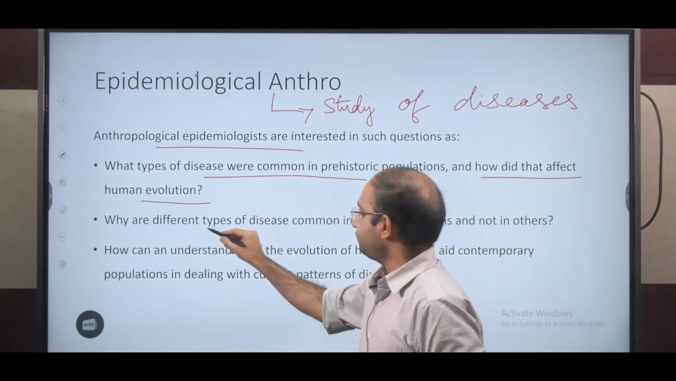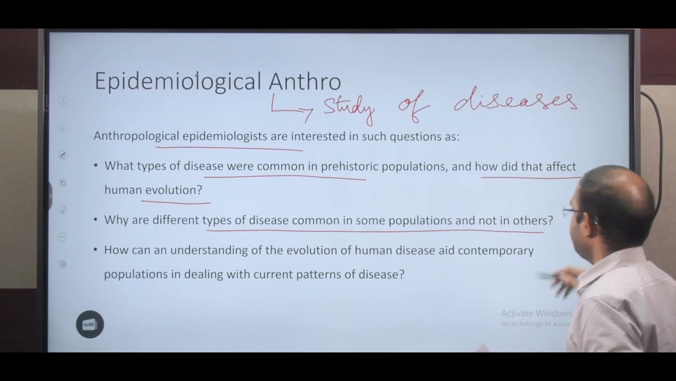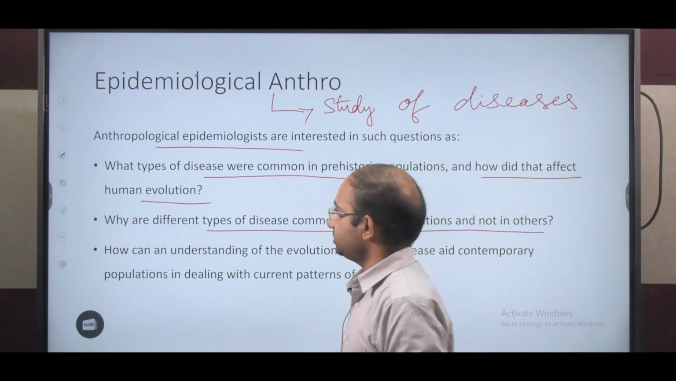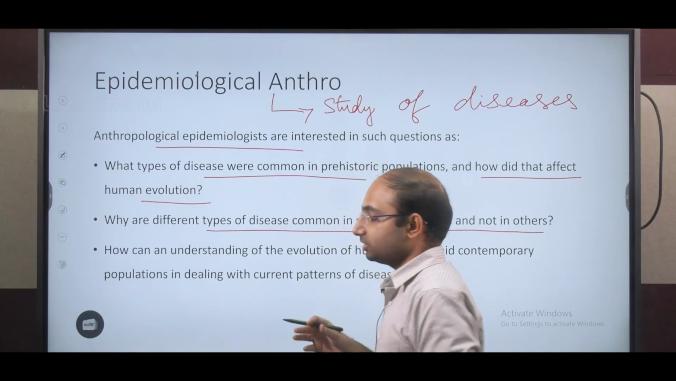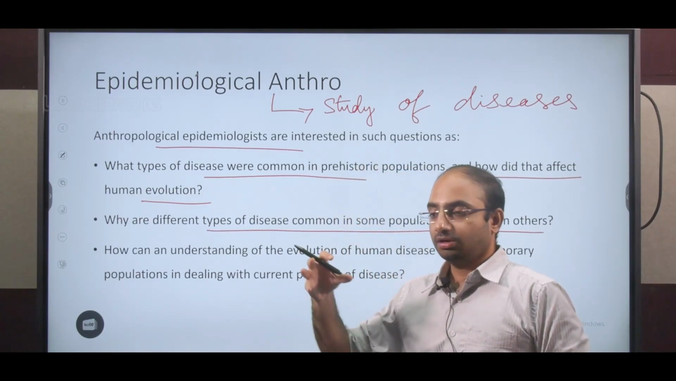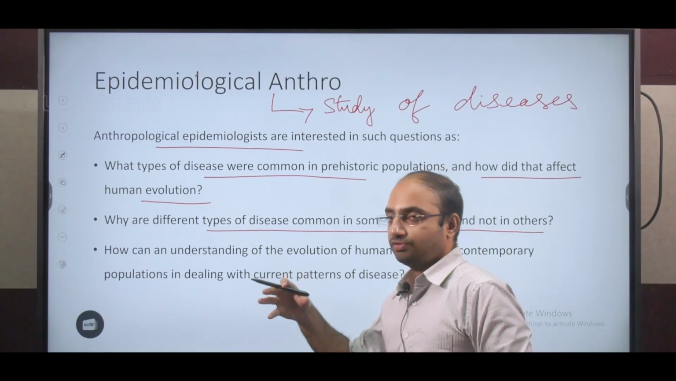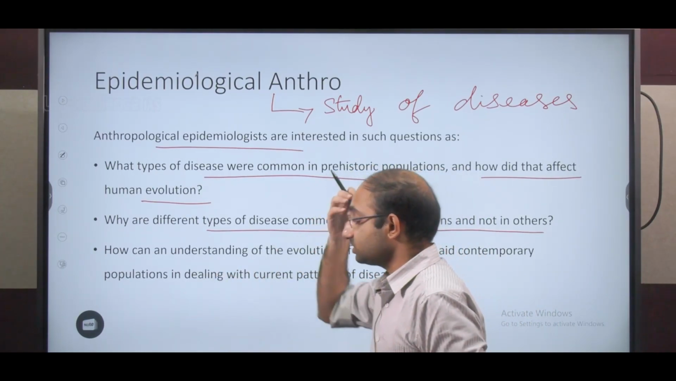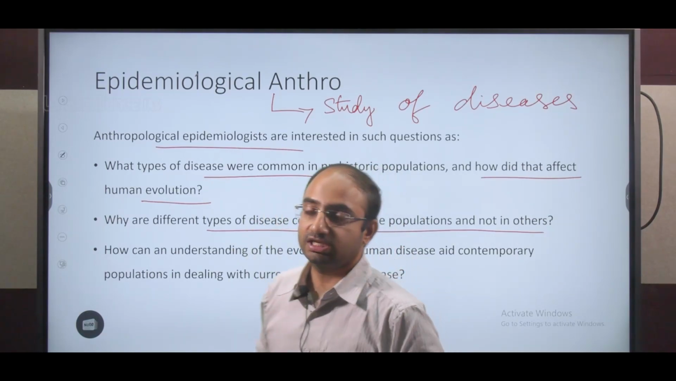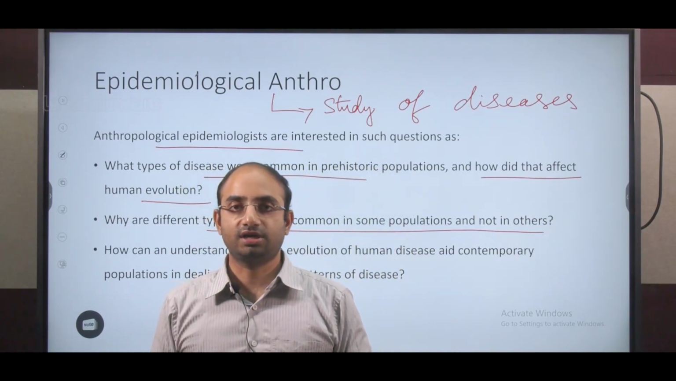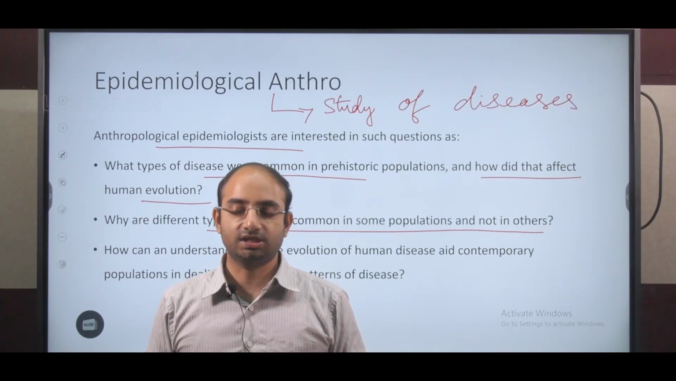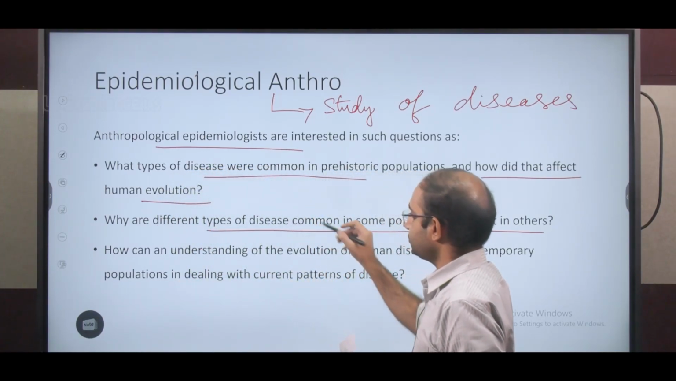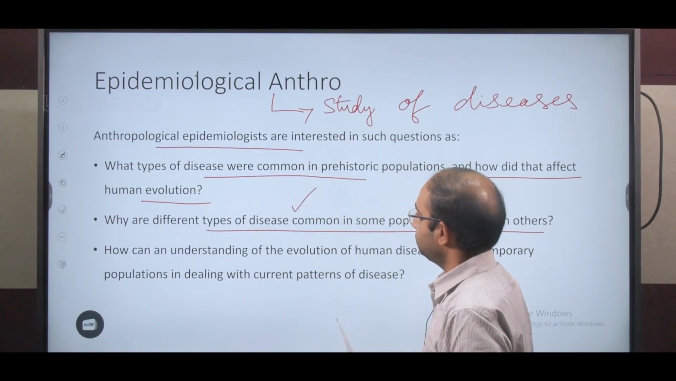Then why are different types of diseases common in some populations and not in others? So why do some people experience some diseases whereas others don't? Is there any biological relationship between certain people and the diseases they tend to face? For example, a classic example of this is sickle cell anemia and its relationship with malaria. Why is sickle cell anemia seen more in Africa than other places? Such questions can be answered from this.